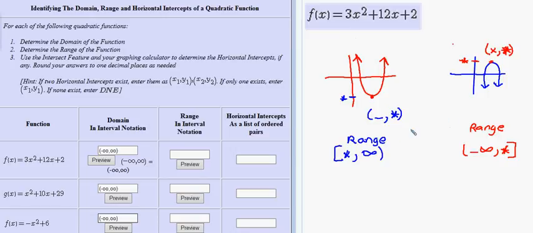So now it's just a matter of finding what that is. So the easy way to do this, I think, because the numbers are so simple, is to use the formula negative b over 2a to find the x value of the vertex.